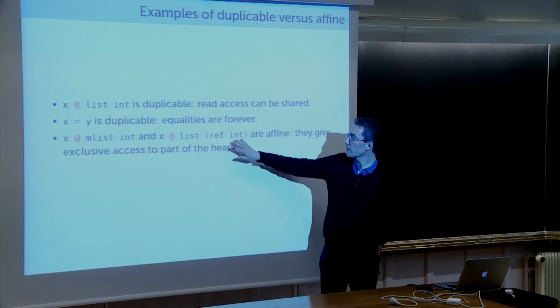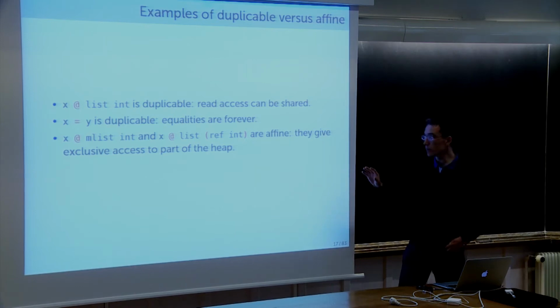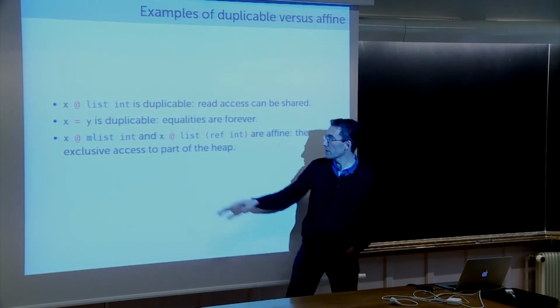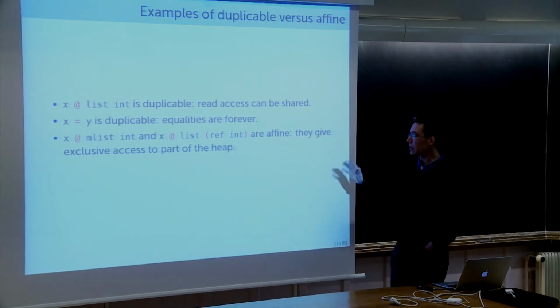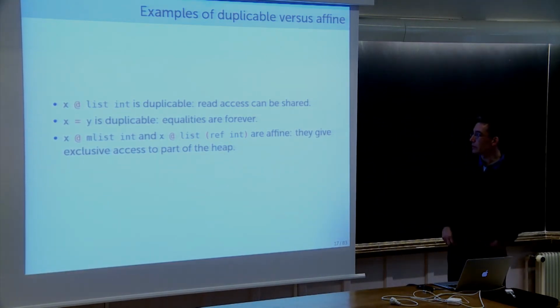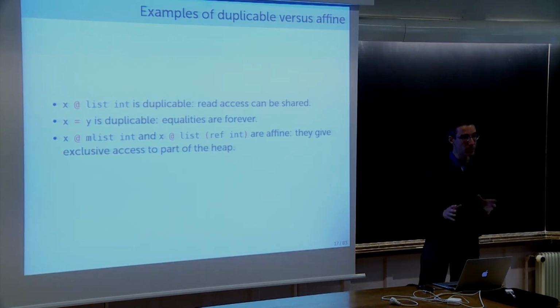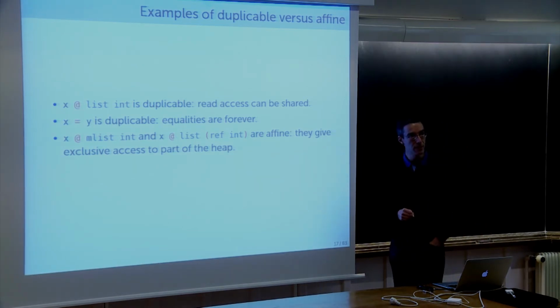And these things here represent data structures which are partly mutable and partly immutable. So this is an immutable list of mutable things. And this is the converse, an immutable list of immutable things. So these things have to be viewed as affine because they give exclusive access to at least part of the heap. So for every permission, the type checker can tell automatically whether it's duplicable or affine. So the programmer doesn't have to worry too much about it, except when the type checker refuses to do something, then you have to understand why.